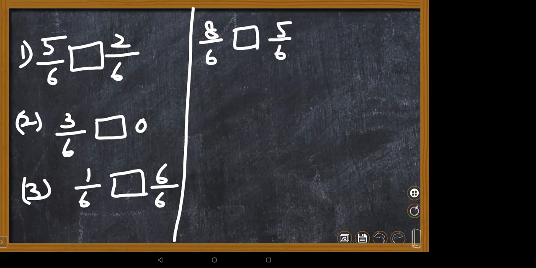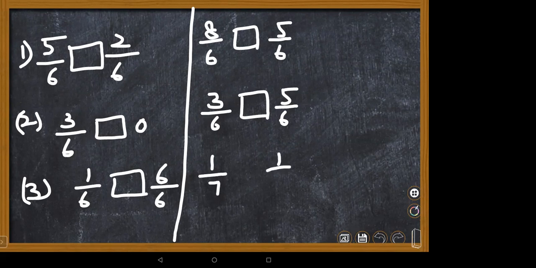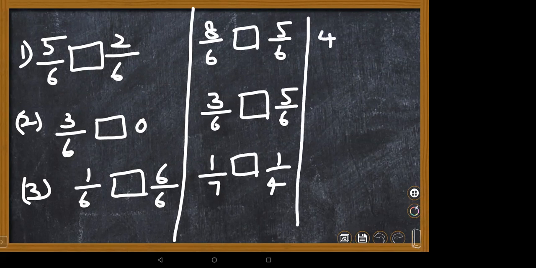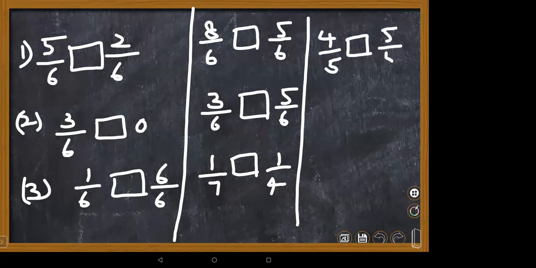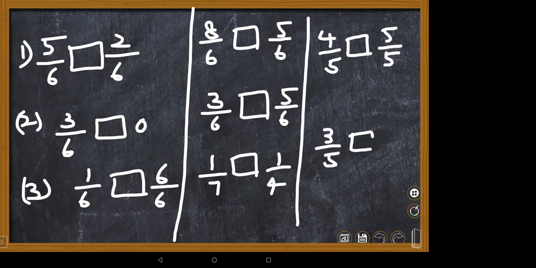Then here 3 by 6 and 5 by 6. Then 1 by 7 and 1 by 4. 4 by 5 and 5 by 5. Then 3 by 5 and 3 by 7.